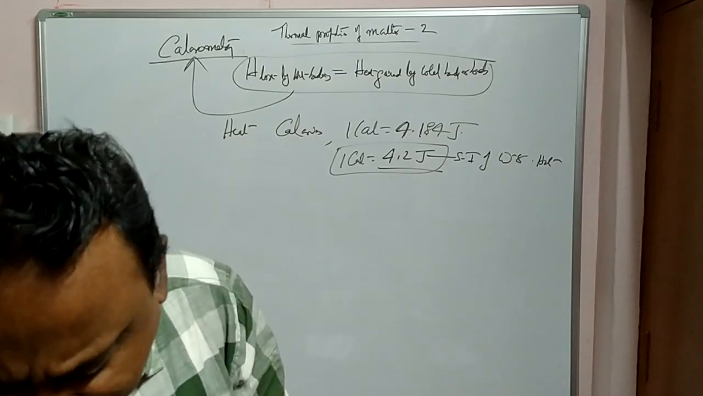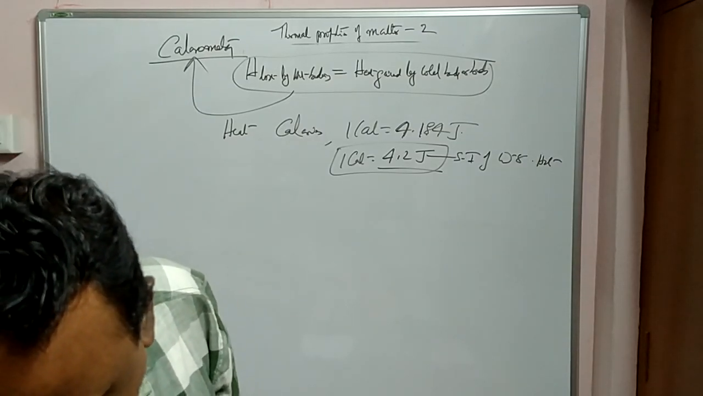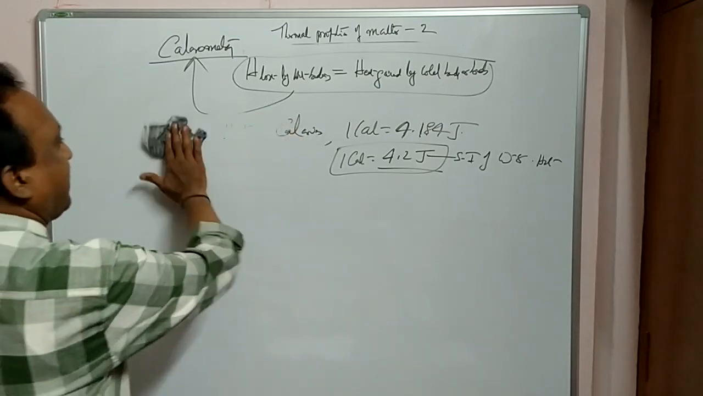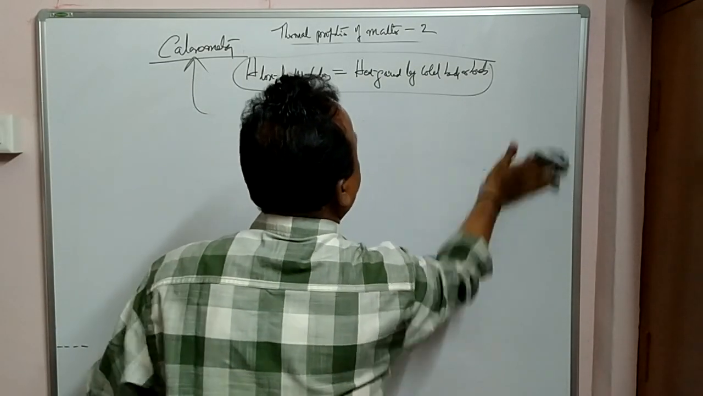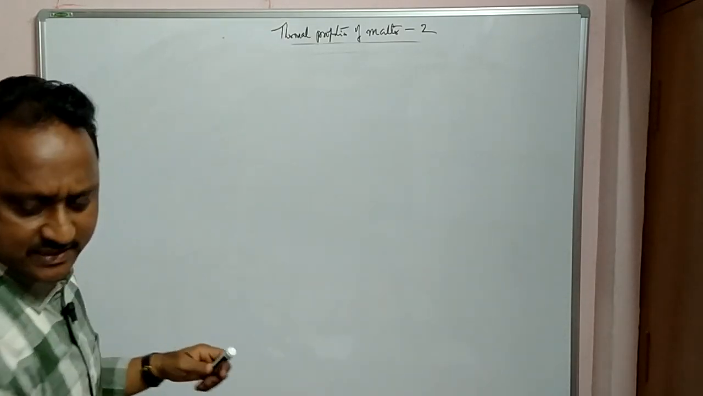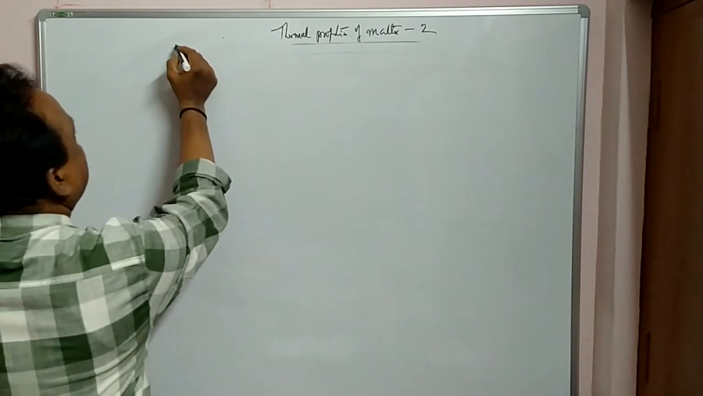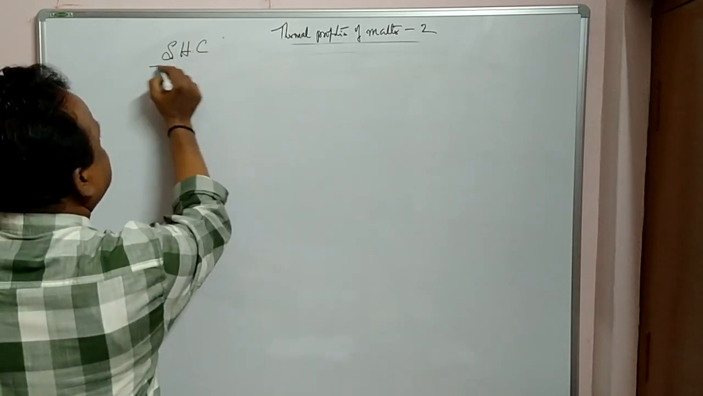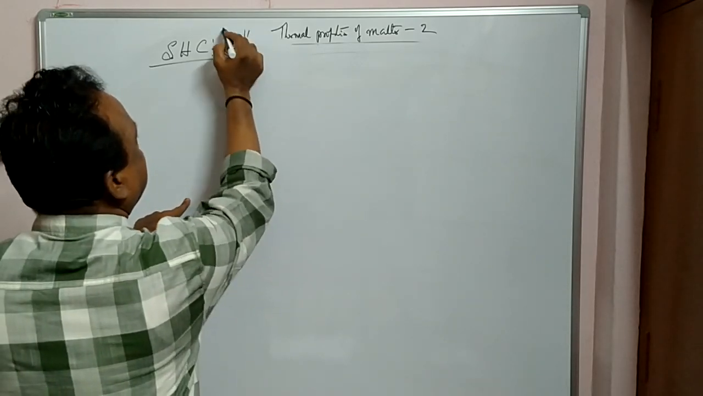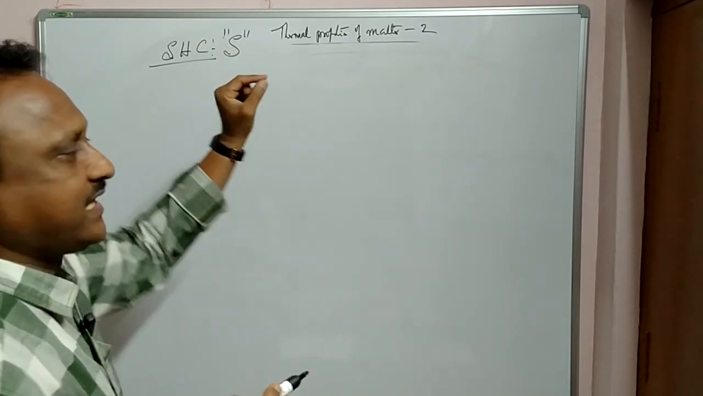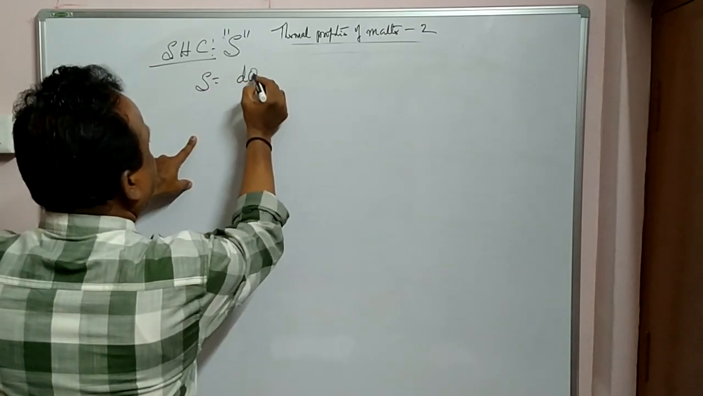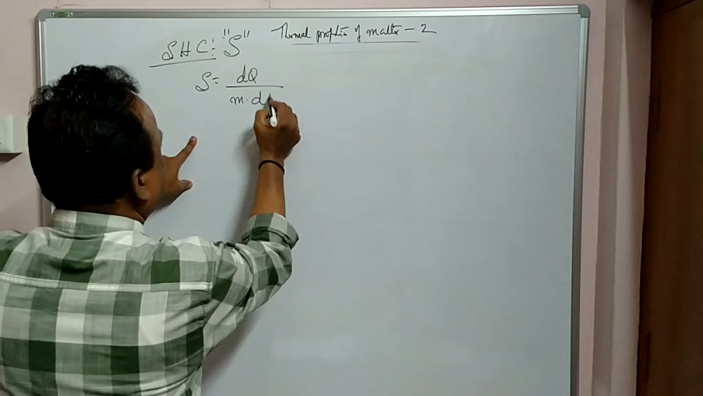Now let us learn some more things in this calorimetry, that is specific heat capacity. Let us learn what is meant by specific heat capacity. Hardly 15 minutes is left to complete the chapter. Generally, some authors follow C, but I will follow S for better understanding. Now, what is specific heat? S is equal to dQ by m dT.